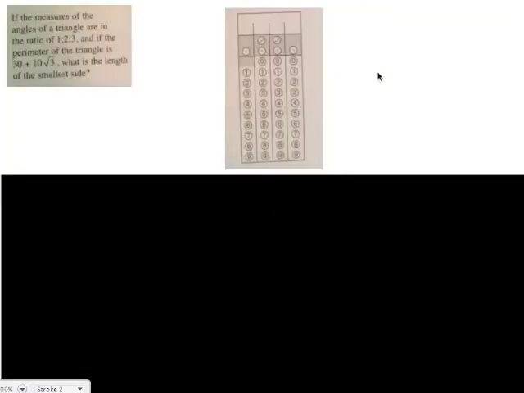Last one, again pause the video and try this on your own. There's no figure given here. It says if the measures of the angles of a triangle are in the ratio of 1 to 2 to 3, and if the perimeter of the triangle is 30 plus 10 root 3, I think we should draw a triangle first. And we don't know what the triangle is going to be.